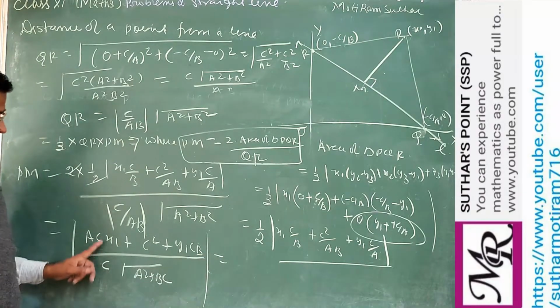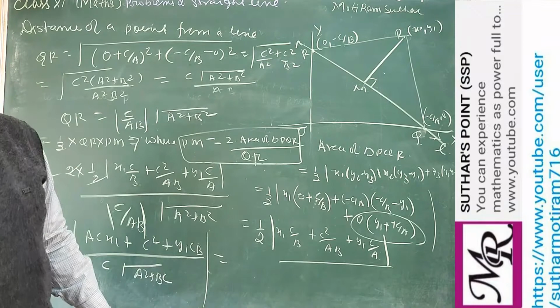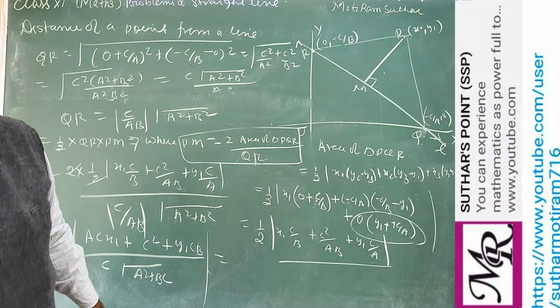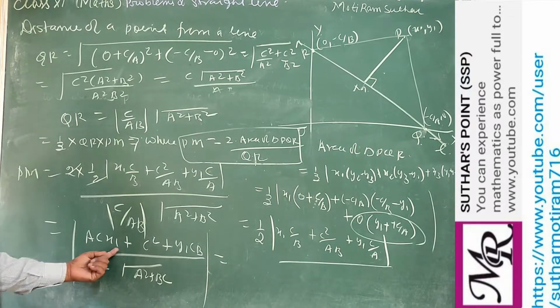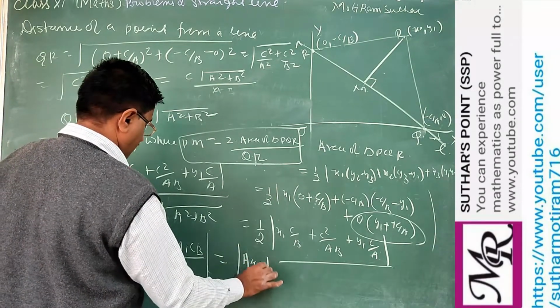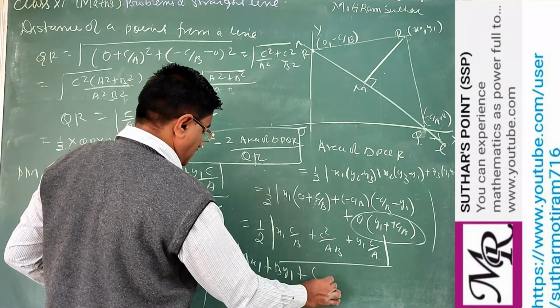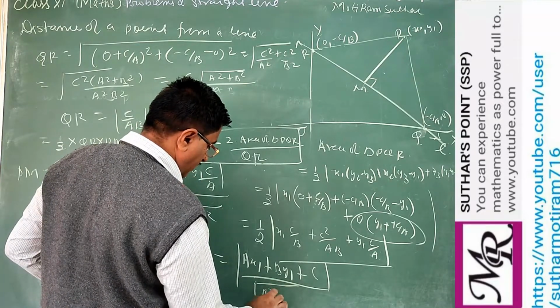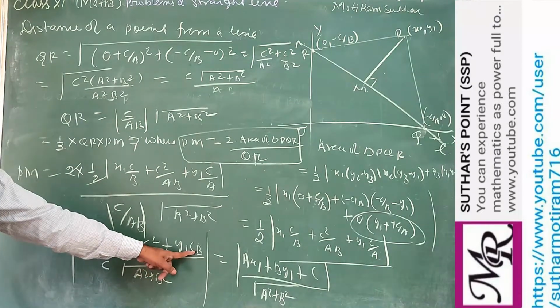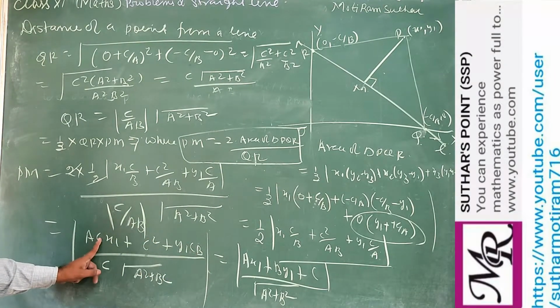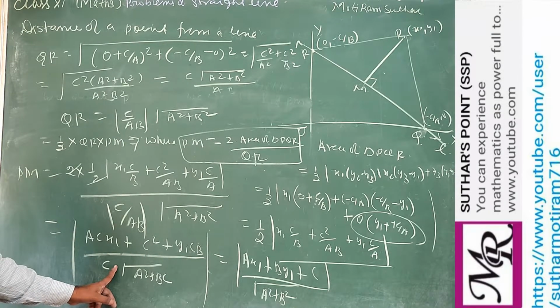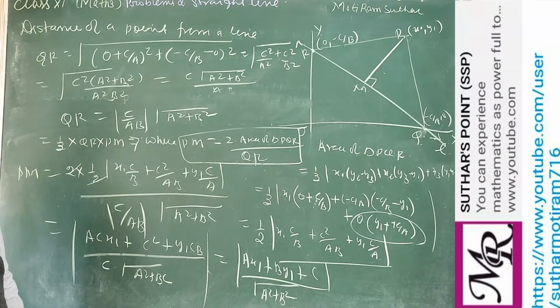And then this c cancels out with this one. So c from the numerator and denominator cancelling out, then what we get is only a x1. You write this first, b y1, plus c upon root of a square plus b square. See very carefully, in the numerator we take c common, and that will be cancelled out with the c which is already given in the denominator. So finally what we get is ax1 plus by1 plus c upon root of a square plus b square.